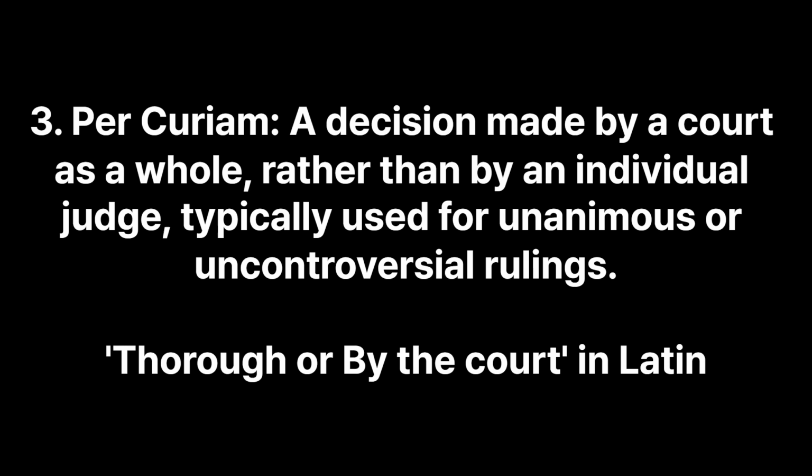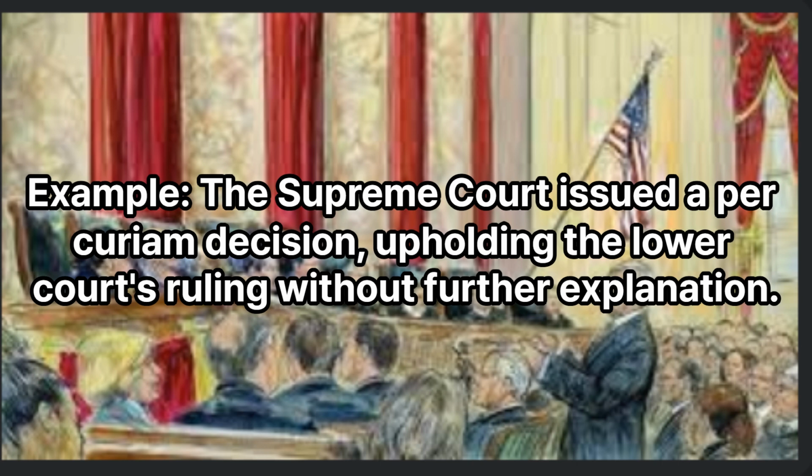3. Per curiam. Per curiam: a decision made by a court as a whole, rather than by an individual judge, typically used for unanimous or uncontroversial rulings. Example: the Supreme Court issued a per curiam decision, upholding the lower court's ruling without further explanation.